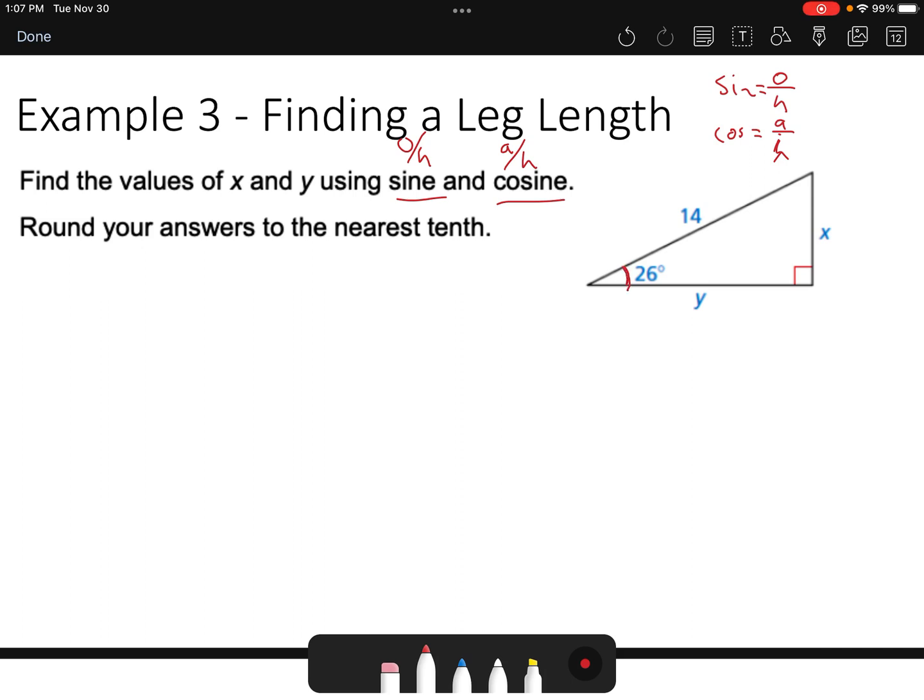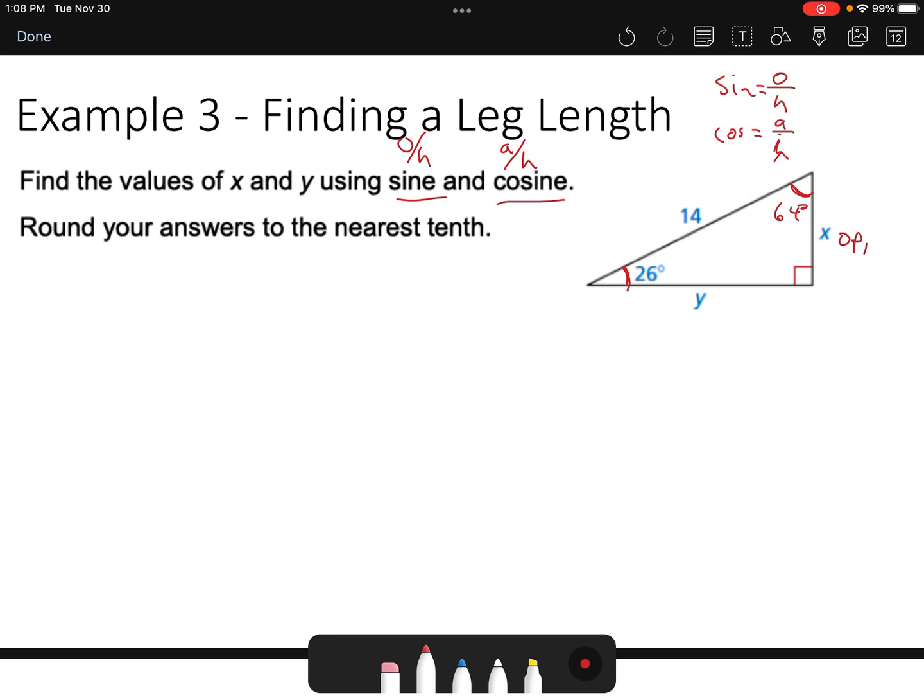This angle's 26. This angle then would be, if you said 64, you'd be correct. 90 minus 26. So we can use any angle we want here to find x and y. I'm going to use 26 because it's the one that's given to us. I'm going to find x first.